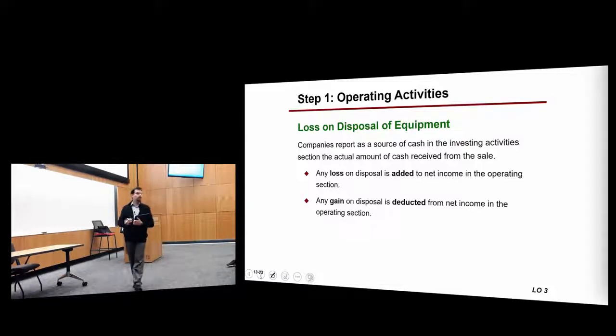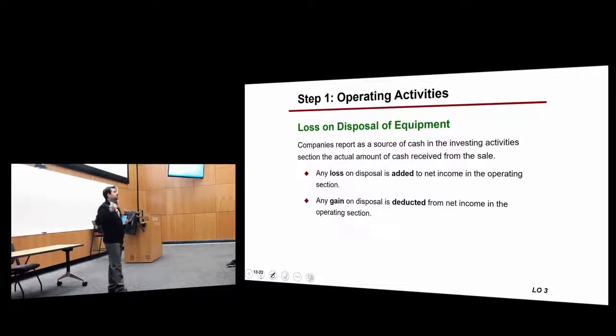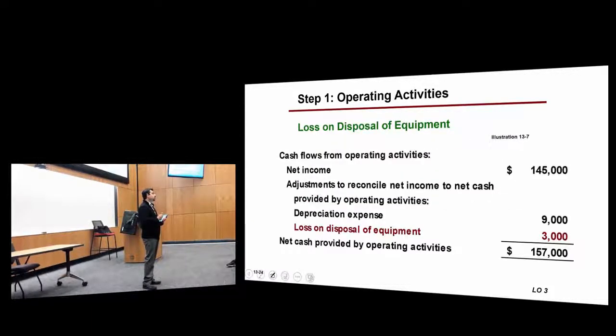So what do you do? When you have a loss, it has decreased, it's like an expense, right? So it has decreased your net income. But because this is part of investing or financing, depending on what you're selling and buying, if it's a loss, it has to be added back. If it is a gain, it has to be subtracted from net income. So here we have a loss, so we add it back. Okay?